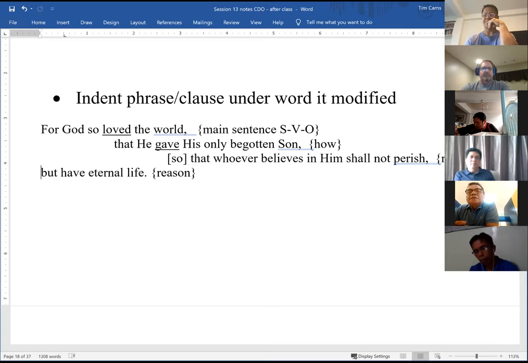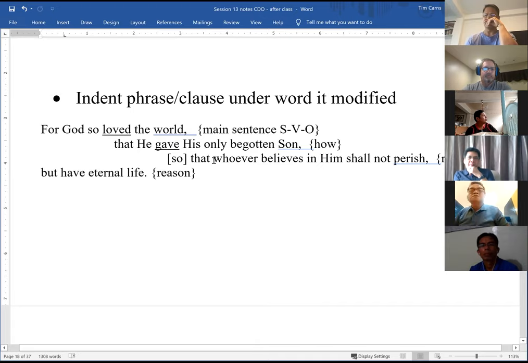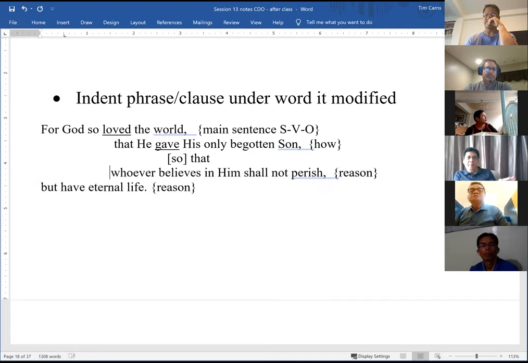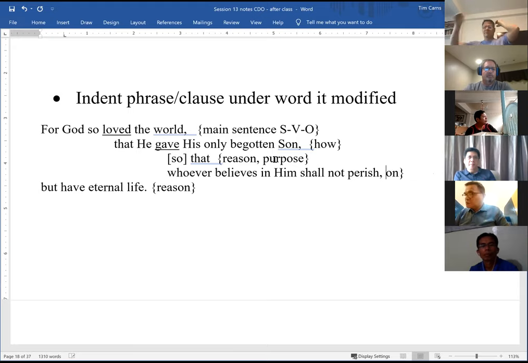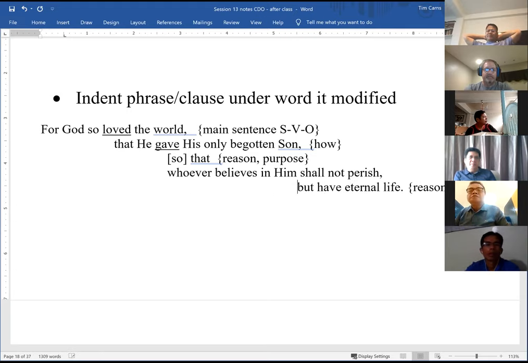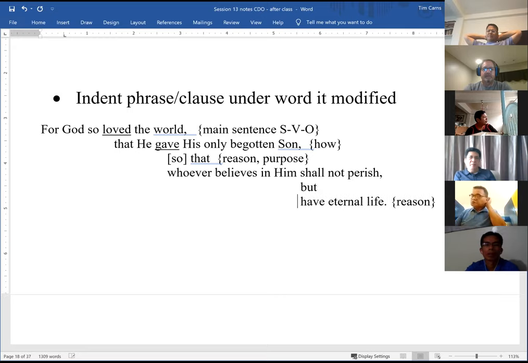Okay, and then what I do with this phrase, it's a second reason. So how would I note that here? Usually I'll separate my conjunctions like this. I separate it out, so I'll put it like this. And then, but have eternal life. It's contrasting shall not perish. He shall not perish, but shall have eternal life. All right. So that's what my diagram is going to look like.